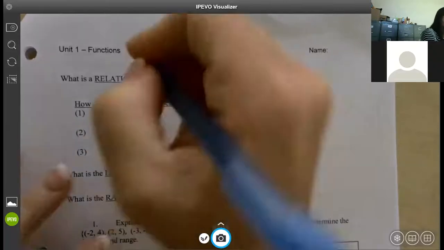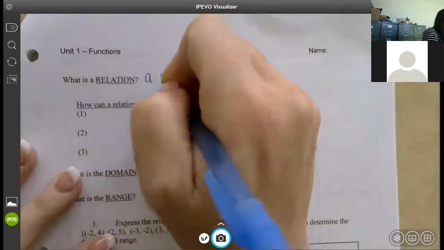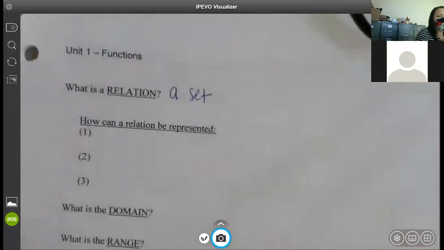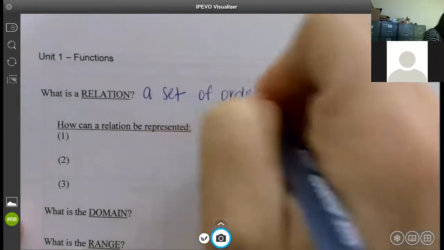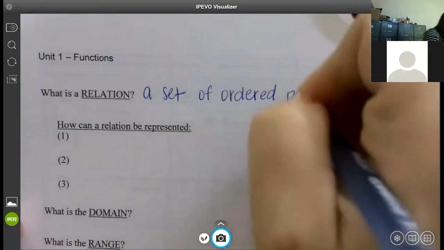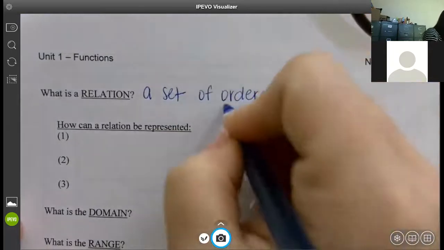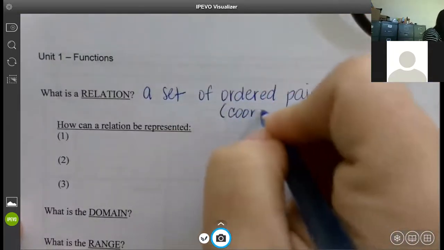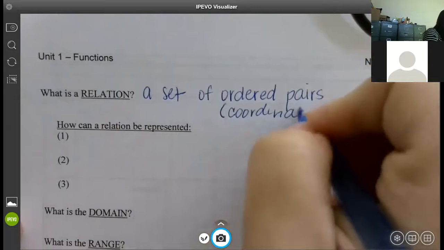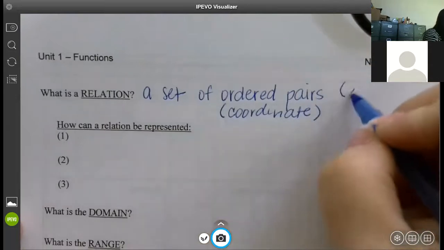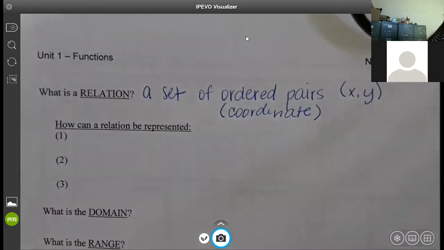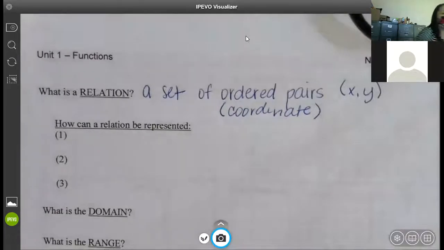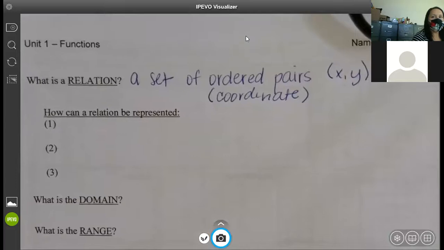So the first thing that we're going to talk about is a relation. What is a relation? All it is is a set of ordered pairs. And an ordered pair is just a coordinate. So like this. Okay.